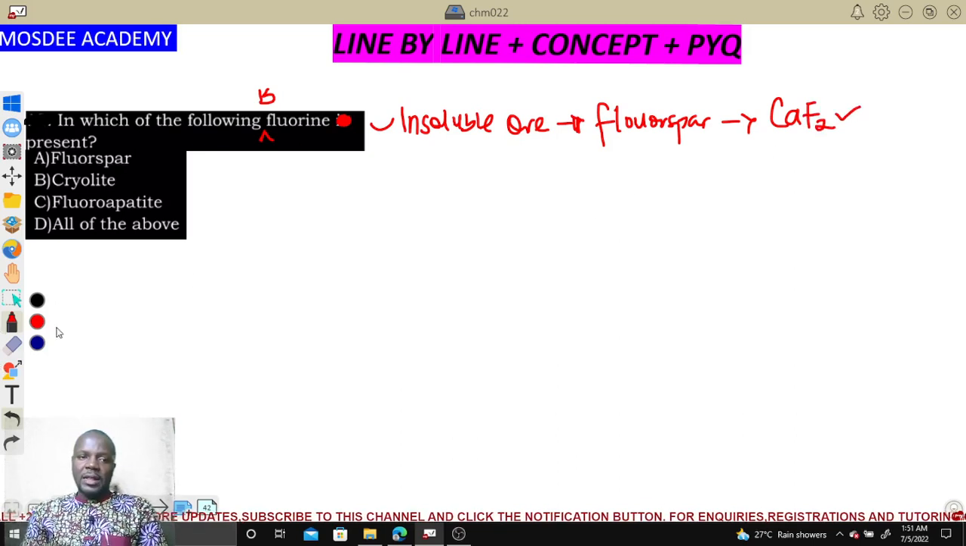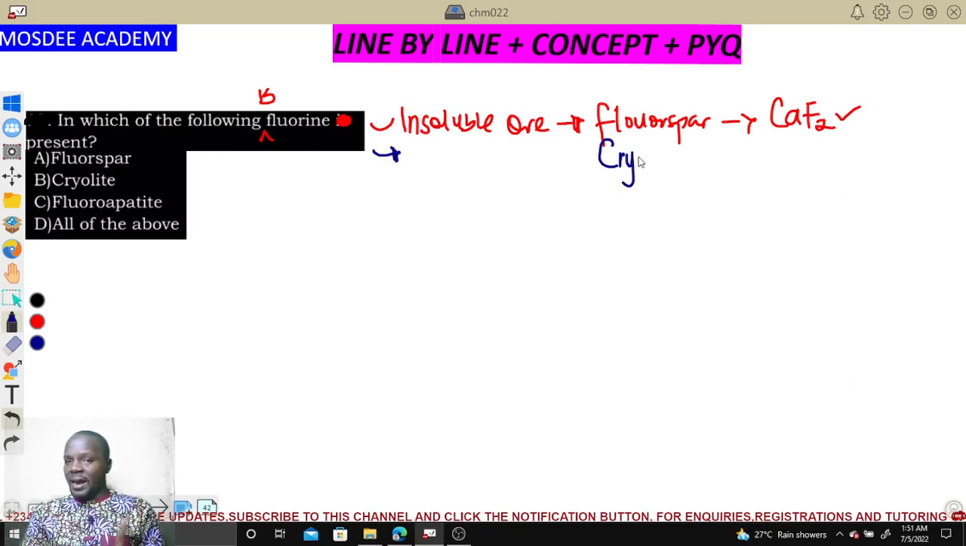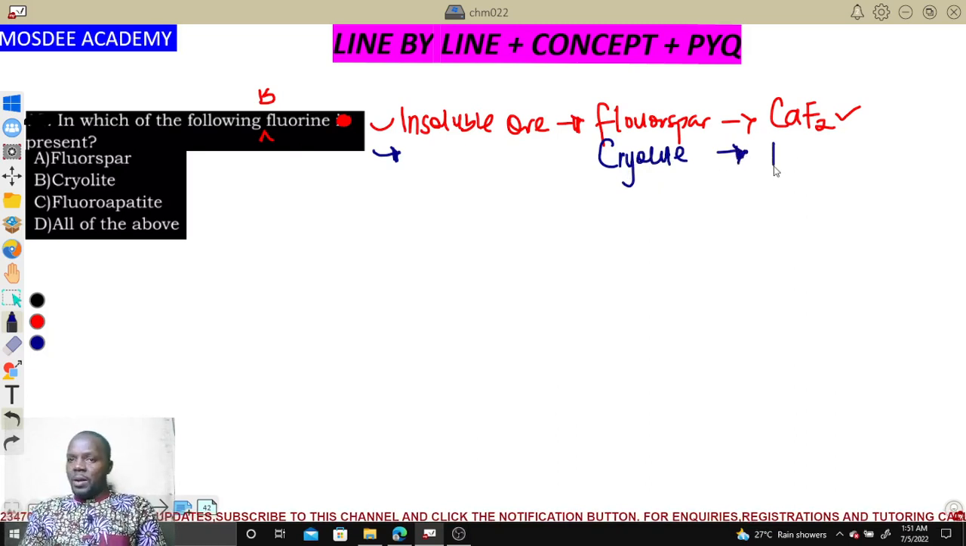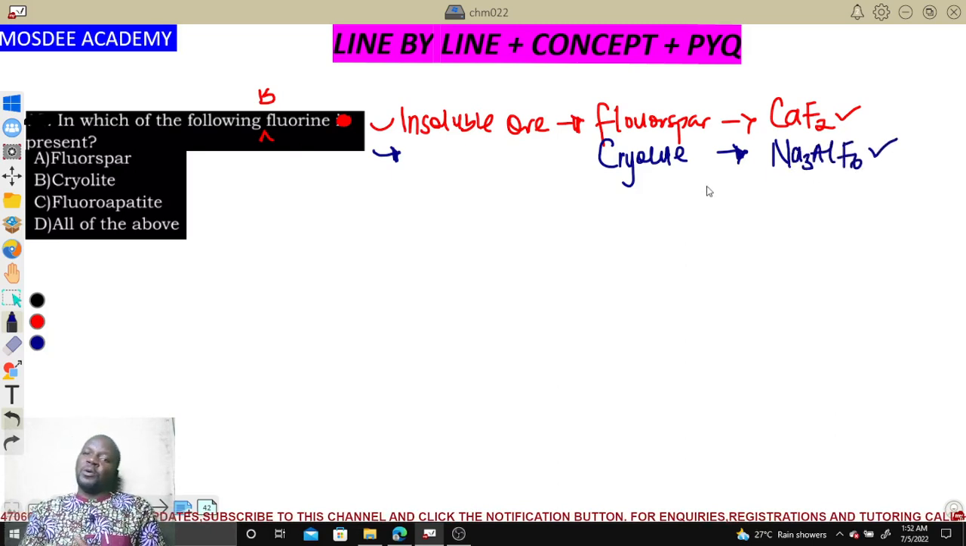Very important. The next one is also an ore. Another ore you can see fluorine in is the one we call cryolite, molten cryolite. I think this one is common in junior classes. You are talking about extraction of aluminium. Remember, you have Na3AlF6. I hope I am correct. I'm sure I will be correct.